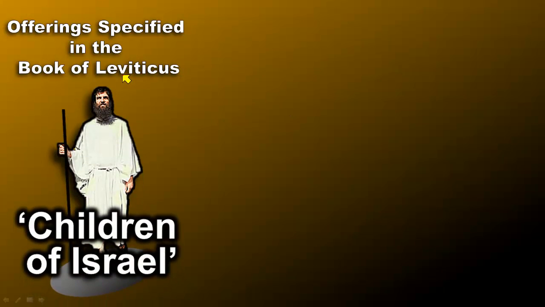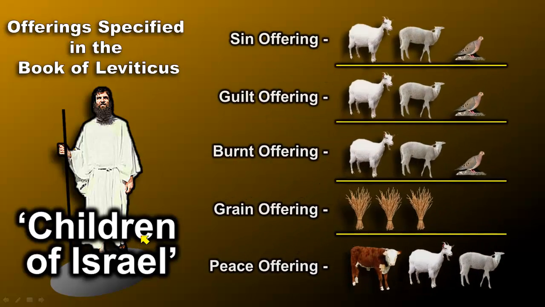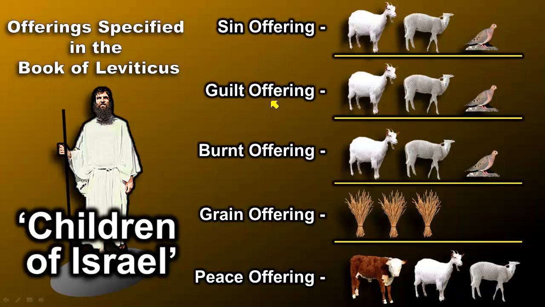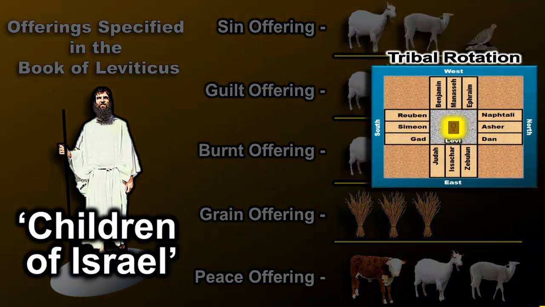So the offerings that were specified in the book of Leviticus for the children of Israel, as it's called, these were the common people. And these are the various offerings: the sin offering, guilt offering, burnt offering, grain offering, and peace offering. And these are the various animals or grains, etc., that would be part of that offering. Now, there's one thing I've got to explain to you here.